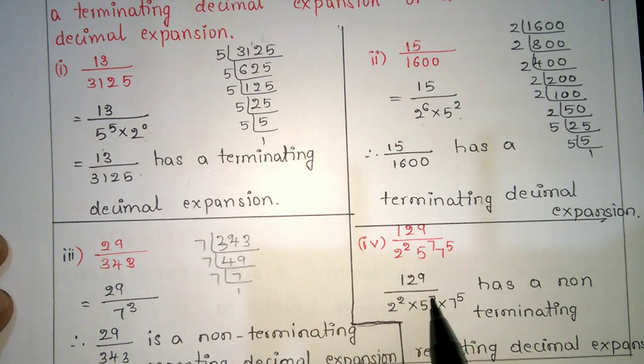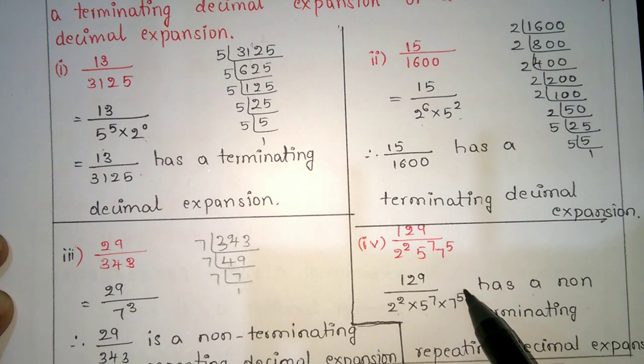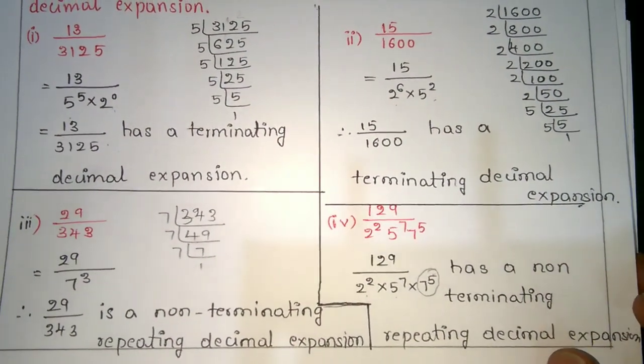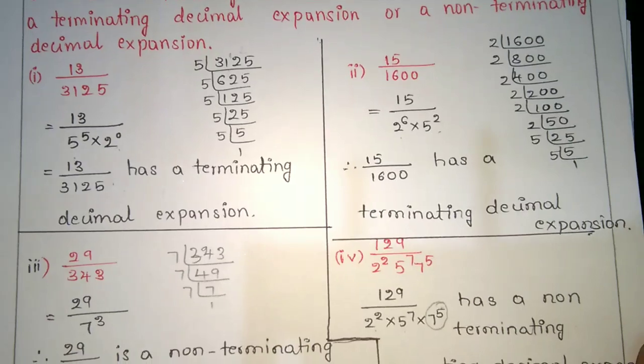So 129 by 2 power 2 and 5 power 7 into 7 power 5 has a non-terminating and repeating decimal expansion, because you have 2 power n, 5 power m and extra you have 7 power something. So it is a non-terminating and repeating decimal expansion.